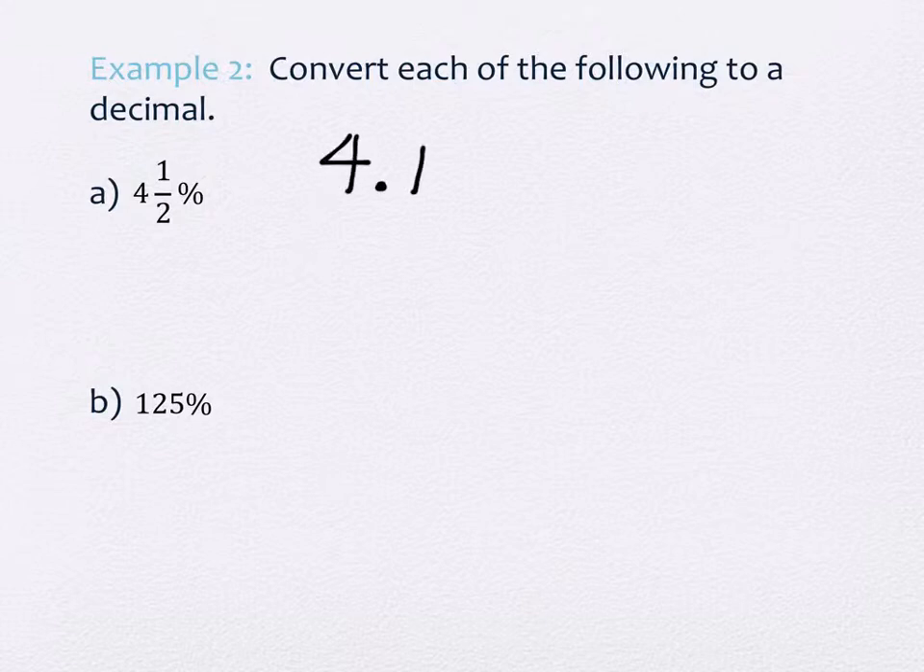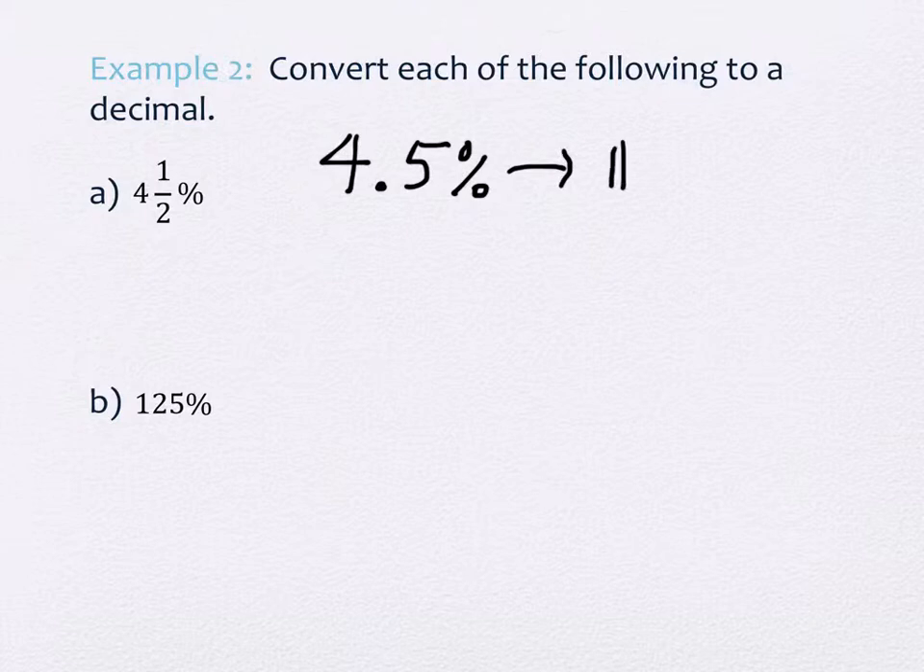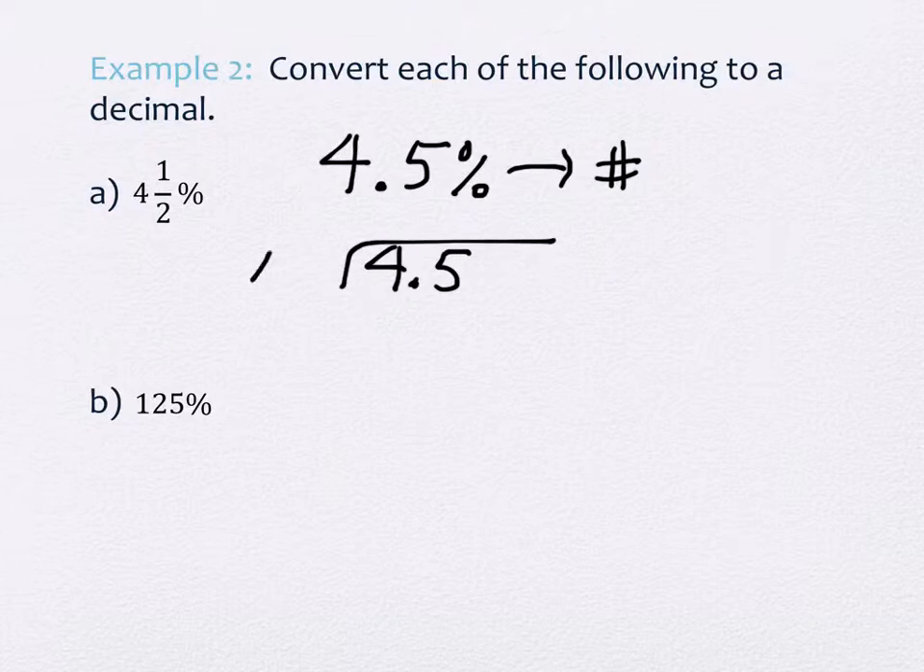So here's, I didn't mean 4.1. 4.5%. That looks better. Right, so the 1/2 is 0.5, right? That's the decimal that goes with that. All right, so we're wanting to turn this into a number. So method 1 means that I take the 4.5 and I divide it by 100. You're welcome to use your calculator to do that division.